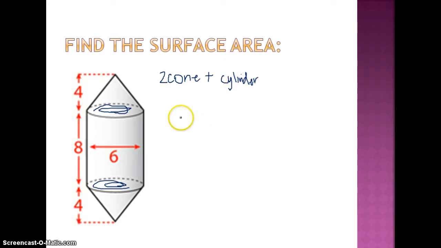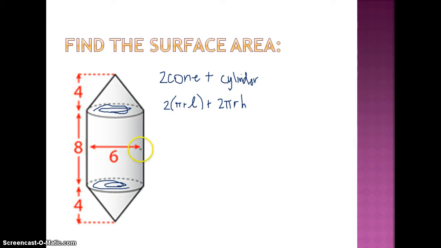Our formula for the lateral area of a cone is pi times the radius times the slant height. And for a cylinder, it's 2 times pi times the radius times the height of the cylinder, or our circumference times the height.